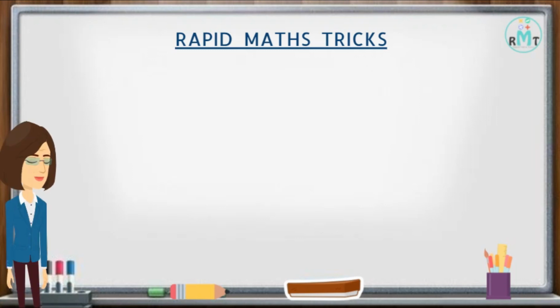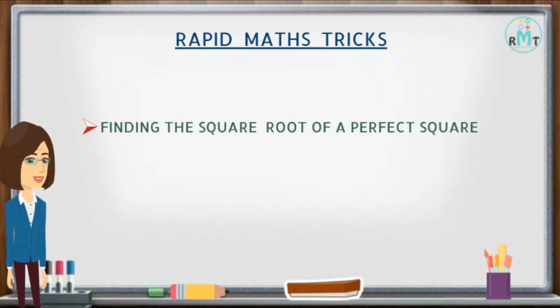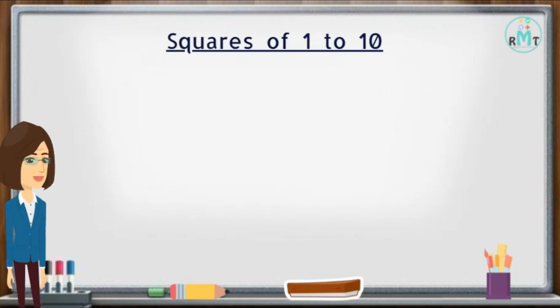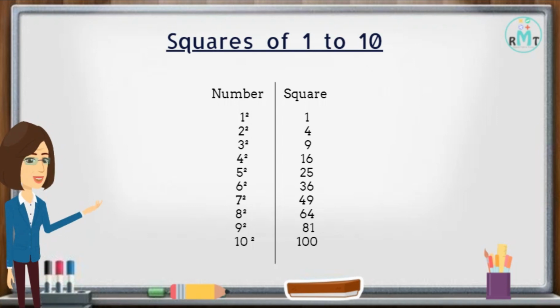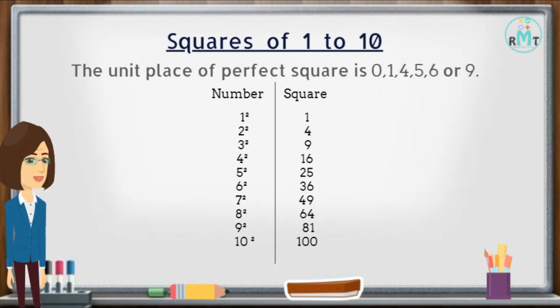Today, we learn some maths trick. Topic: finding the square root of a perfect square. For that we must all know the square root of 1 to 10. As we can see that the unit place of perfect square is 0, 1, 4, 5, 6, or 9.